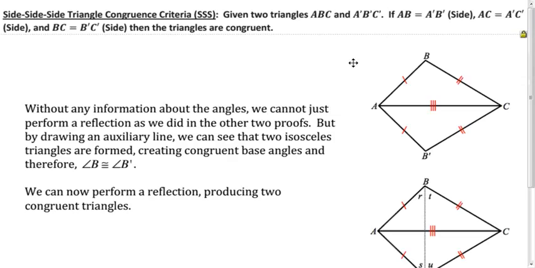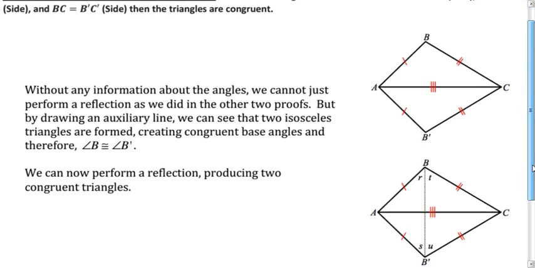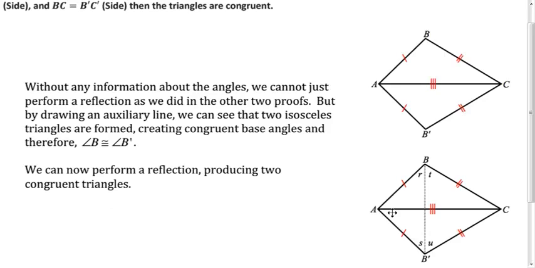You also have side, side, side. When all 3 pairs of sides are congruent between the 2 triangles, then they are congruent. And to do a proof of that with basic rigid motions, you end up proving it with side angle side. If you do a reflection here, you'll see that they coincide.